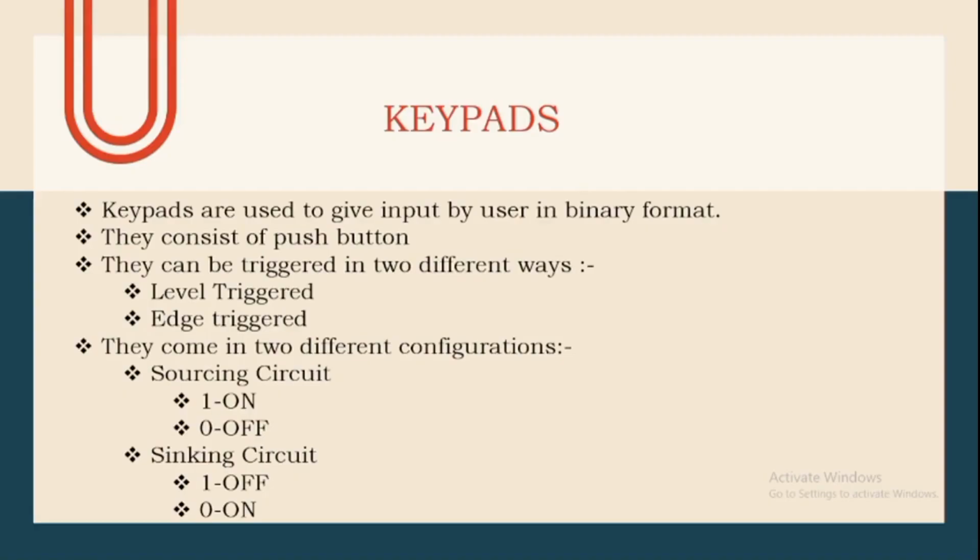And the next, keypads. The keypad was used to take user input in binary format. There are two types of triggering used: level triggered and edge triggered. We explored both. The two wiring types used are sourcing circuit, in which 1 means on, 0 means off, and sinking circuit, in which 1 means off, 0 means on. In our case, each button press selected a wash mode or sent a command to start the process.